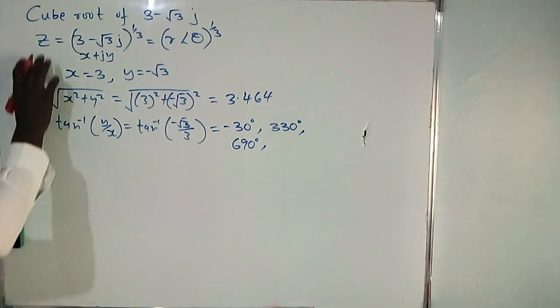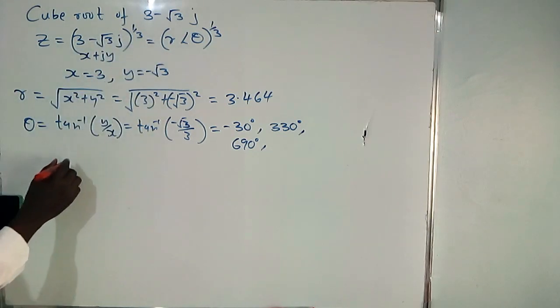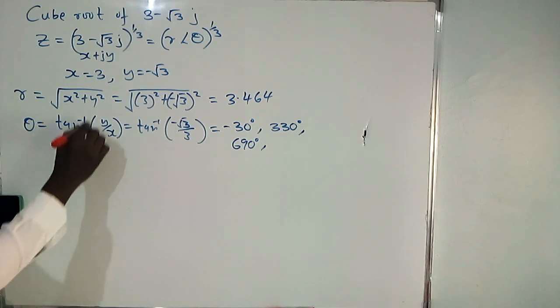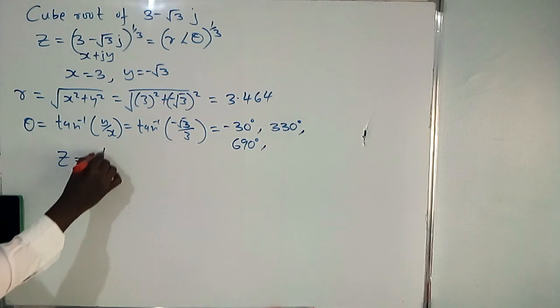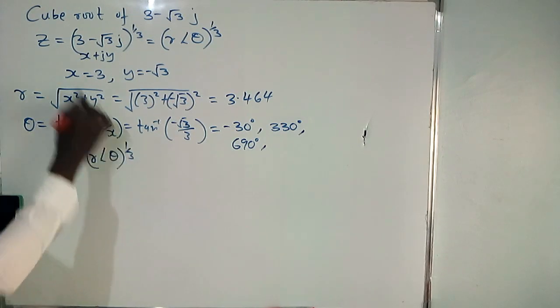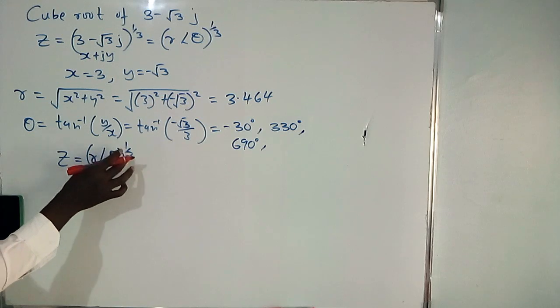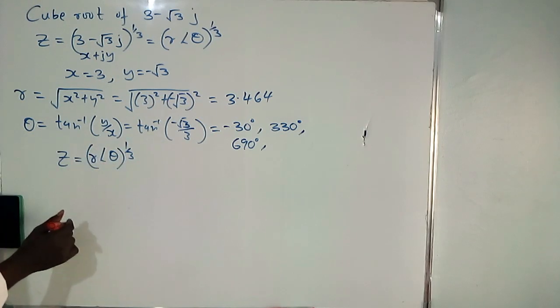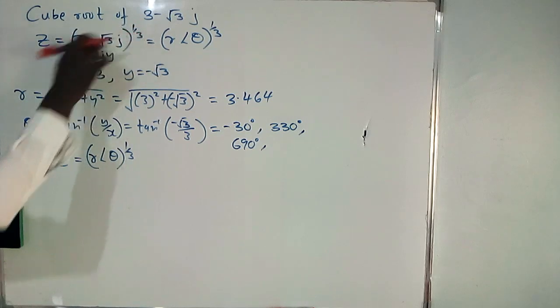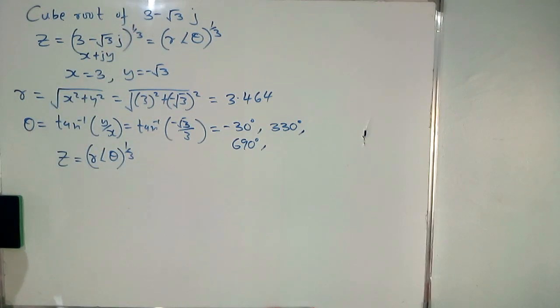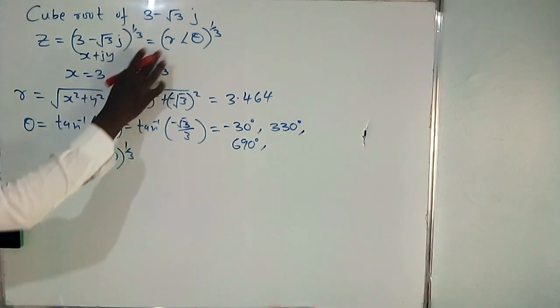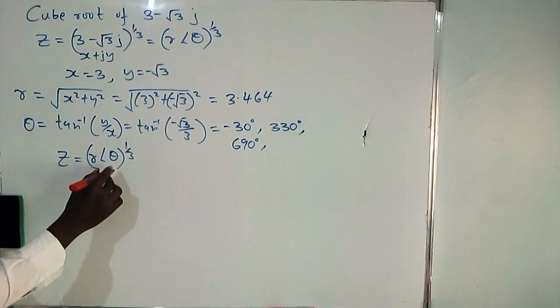Then we go. You are told to find the cube root of 3 minus root 3j. So we've now put 3 minus root 3j in the form r and theta, isn't it? So if z was equal to 3 minus root 3j, then you are told to find the cube root of z. So cube root of z means it is 3 minus root 3j raised to power a third, because cube root is a third, isn't it? What is inside the complex number, we've already placed it in polar form, isn't it? Are we together?